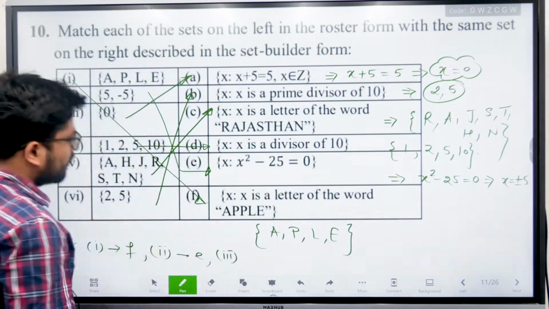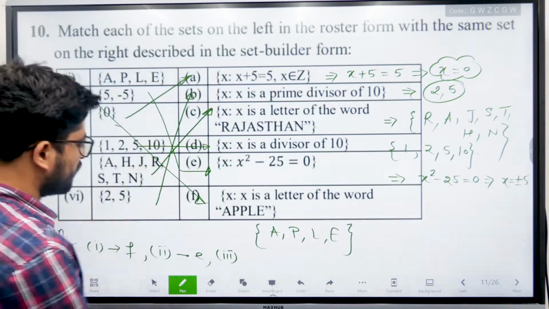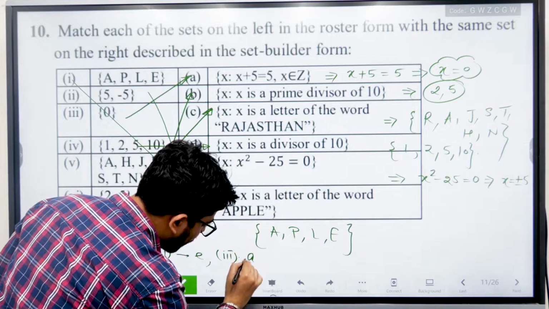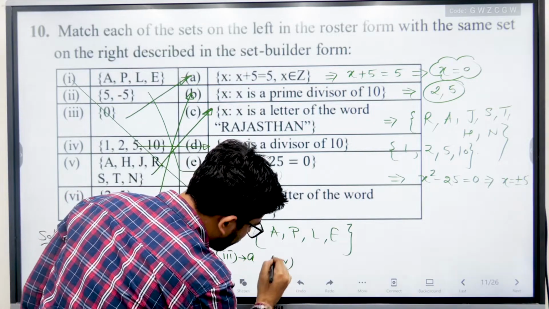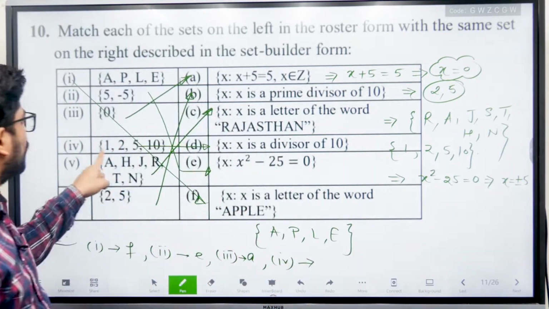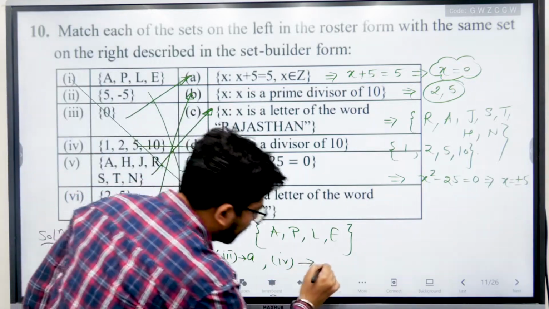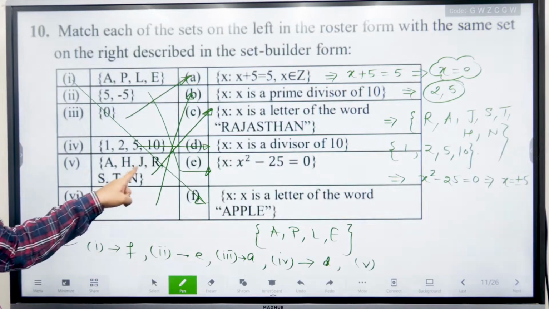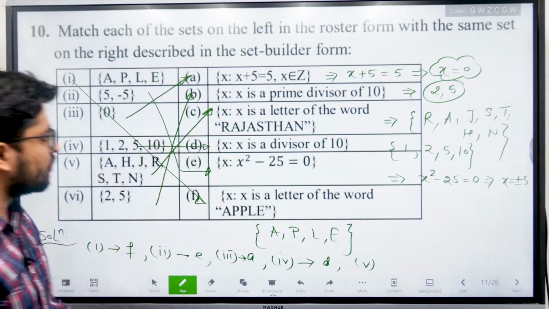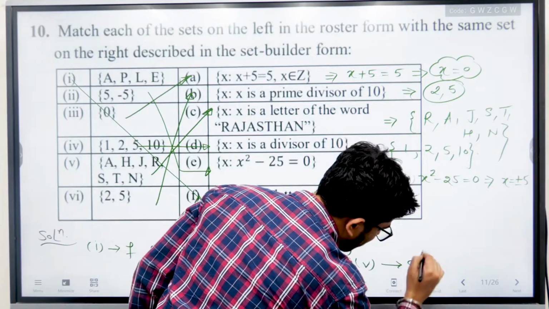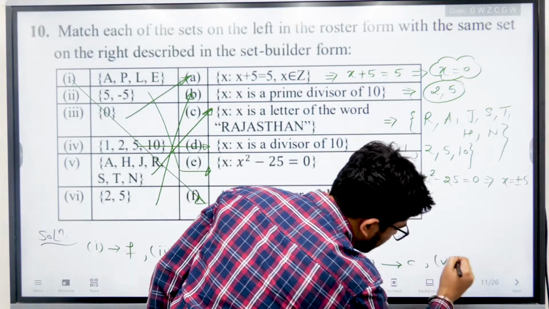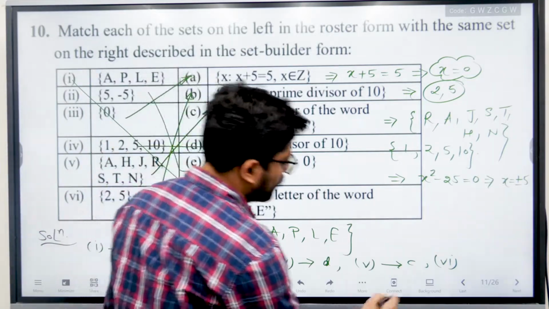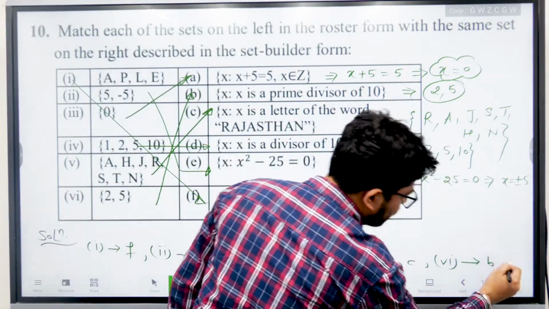Third is what? 0, that is connected with A. Okay, next one is fourth. Fourth is 1, 2, 5 and 10, divisors of 10, that is connected with D. Fifth is A, H, J, R, S, T, N, this is the letters of the word Rajasthan, so connected with C. And sixth is what? Sixth is 2 and 5, prime divisors of 10, that is connected with B.